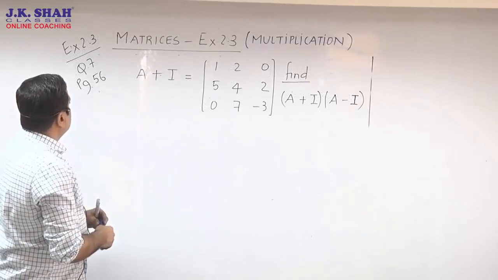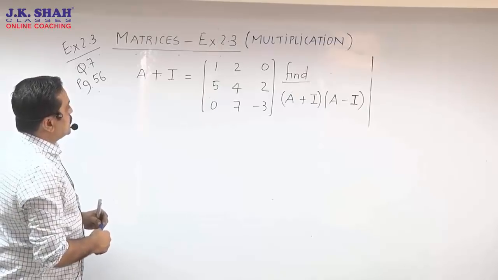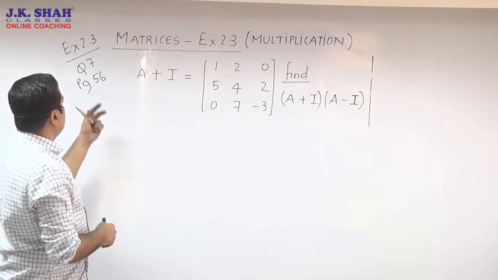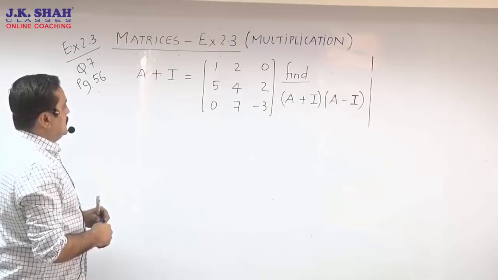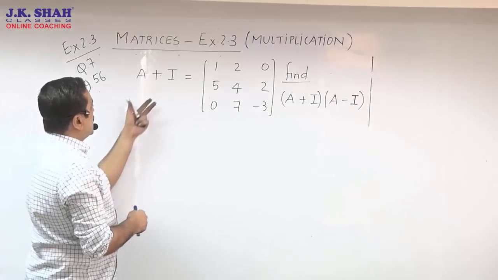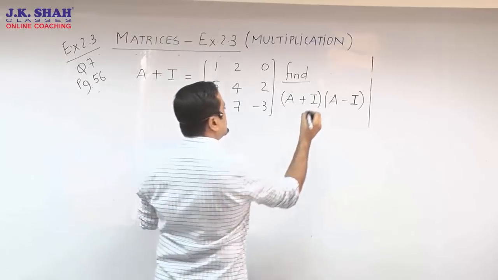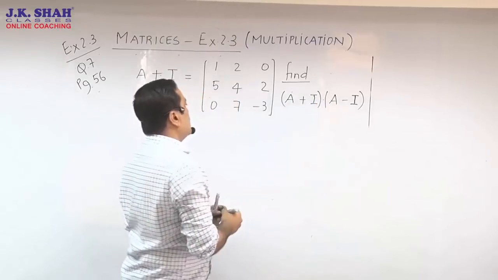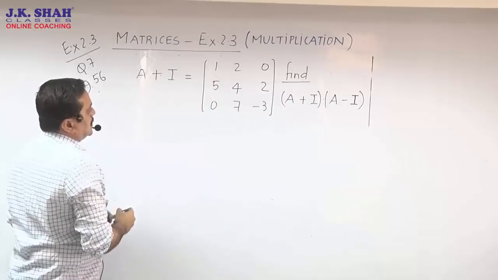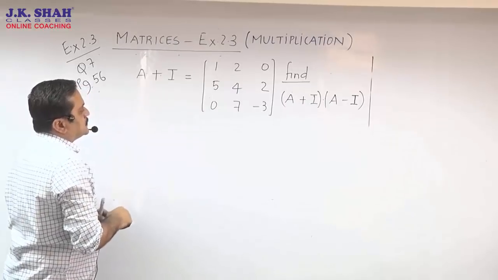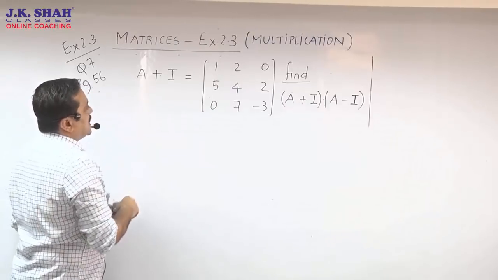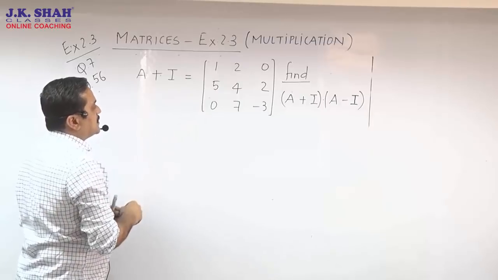So the next question coming from the same exercise 2.3, it's question 7, which you'll find on page 56. Now I have been given A plus I matrix, but the product they are asking me to take is A plus I into A minus I. Now मैं रुक क्यों गया हूँ? I have A plus I with me, I don't have A minus I with me.